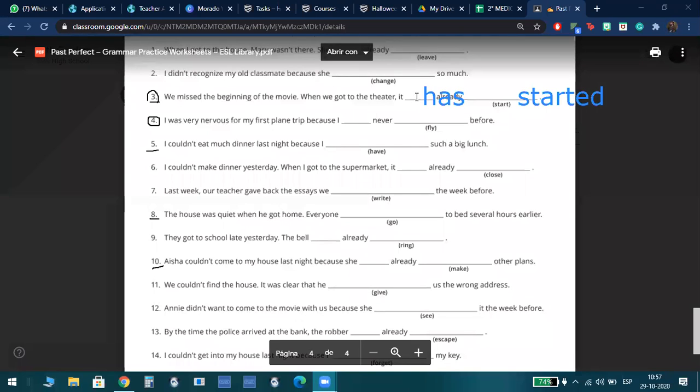We missed the beginning of the movie. When we got to the theater, it has started. Teacher Natalia, hay algo extraño aquí. ¿Qué será? Anyone? Ah, yes, it's a had. So it should be had, past perfect. Has is the present perfect. It should be: we missed the beginning of the movie, when we got to the theater, it had started. Había empezado. Good, teacher Natalia.